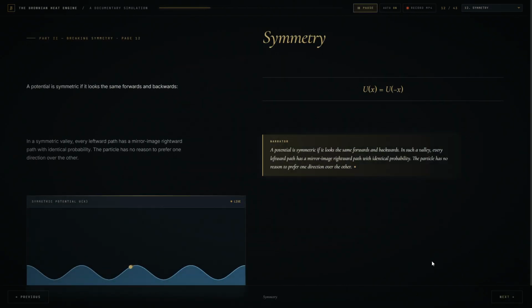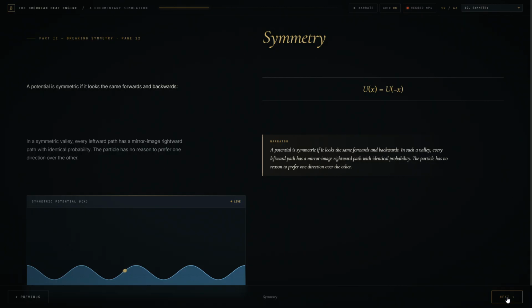A potential is symmetric if it looks the same forwards and backwards. In such a valley, every leftward path has a mirror image rightward path with identical probability. The particle has no reason to prefer one direction over the other.